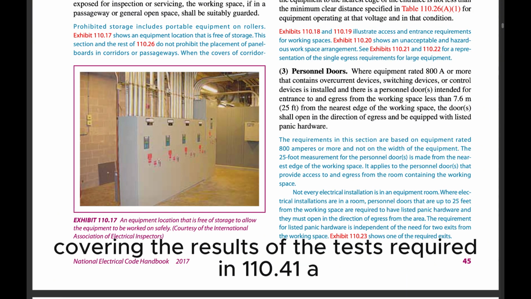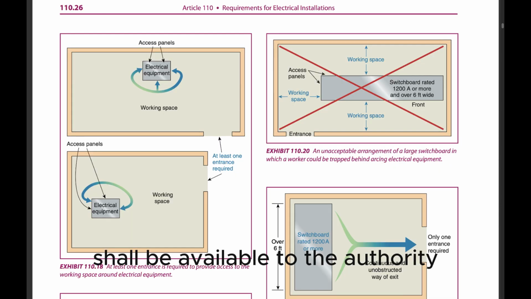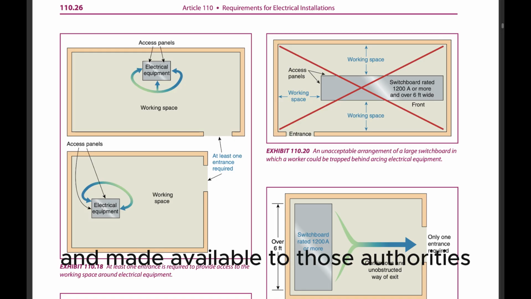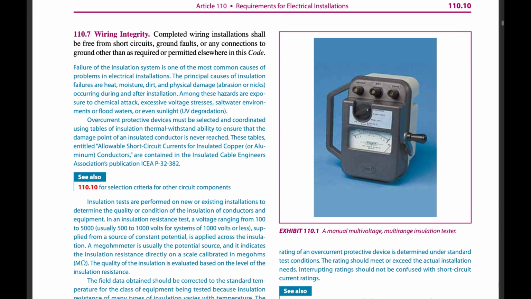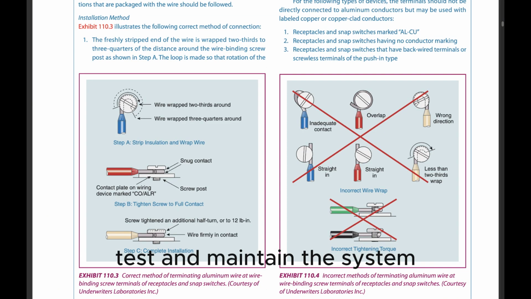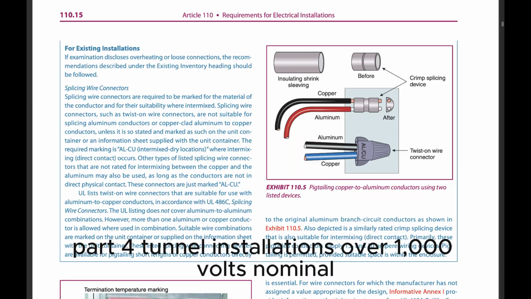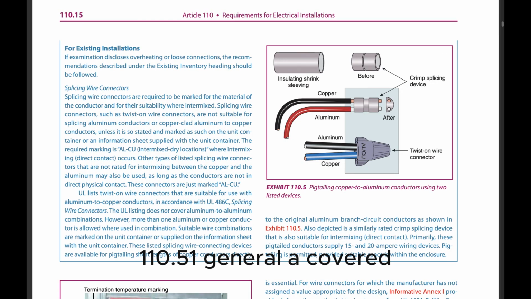A test report covering the results of the tests required in 110.41 shall be available to the authority having jurisdiction prior to energization and made available to those authorities. And to install, operate, test, and maintain the system. Part 4. Tunnel installations over 1000 volts, nominal. 110.51 General.